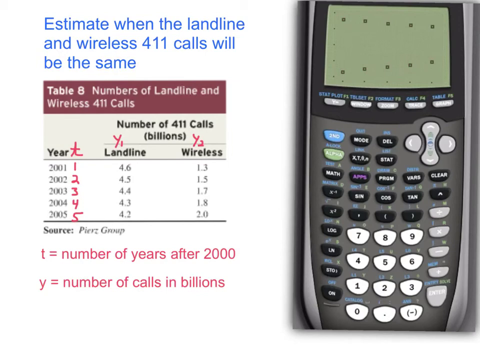Now it looks to me, if I were to use the very first point and the very last point and connect those with a straight line, that would do a pretty good job of modeling that top set of data. And if I did the same thing in the second case, the very first point and the very last point, that again would do a very good job modeling the bottom set of data. So that's what I'm going to do. I'm going to use the very first point and the very last point. So that means I'm going to use, for the landline equation, I'll use (1, 4.6) and (5, 4.2).